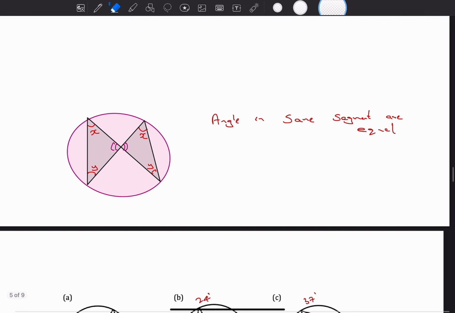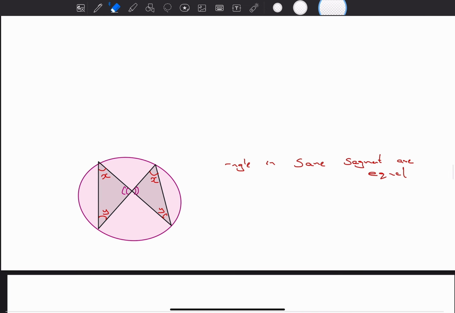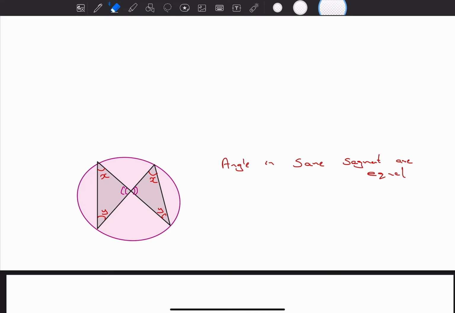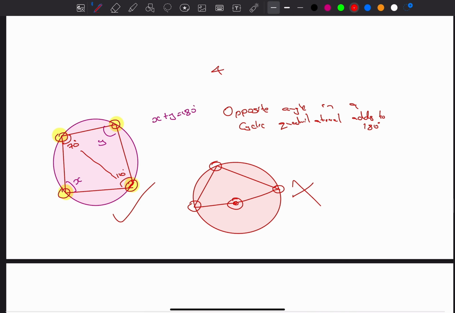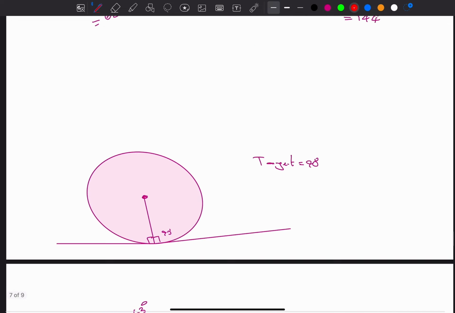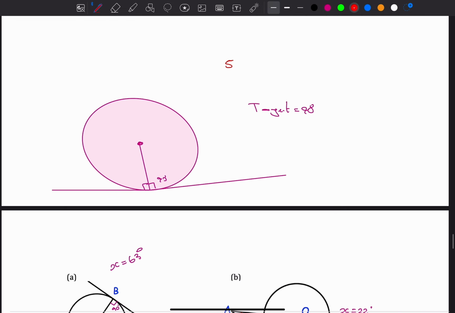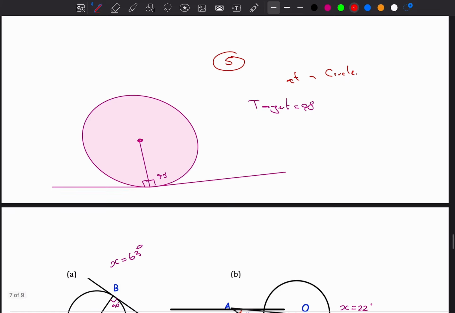Third one, angle in the same segment are equal. Fourth one, opposite angles in a cyclic quadrilateral add up to 180. Fifth one, that's easy. Tangent at a circle is equal to 90.